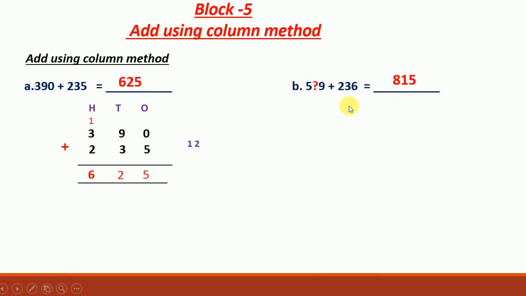Okay, now let us see one more number. Here again one digit is missing in the first number. In the first number, in the tens place, the digit we don't know, that missing number we have to find. So let us write these numbers in the column method and then you can find the answer. Okay, so write it. The first number's tens place digit we don't know, that only we have to find.